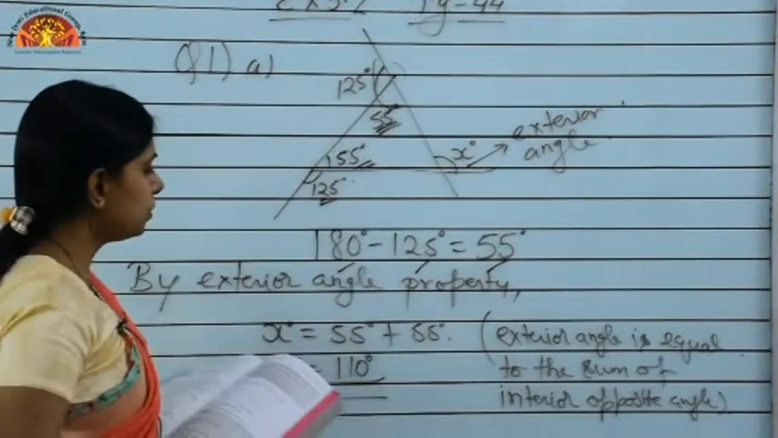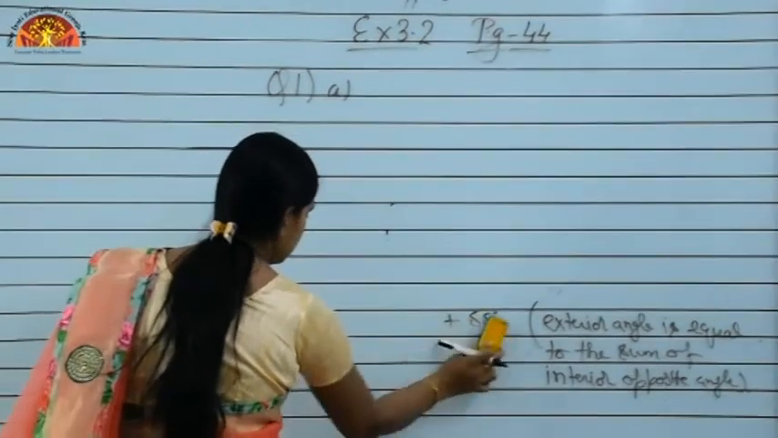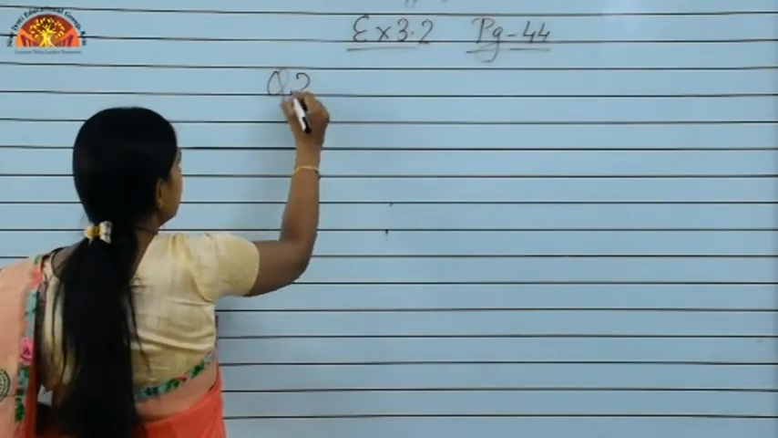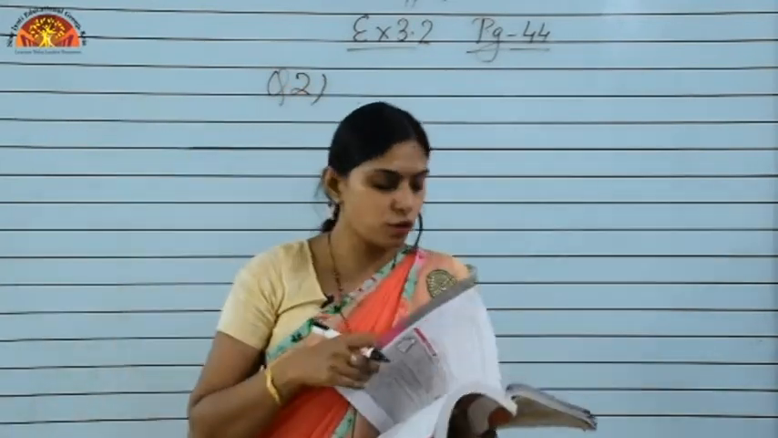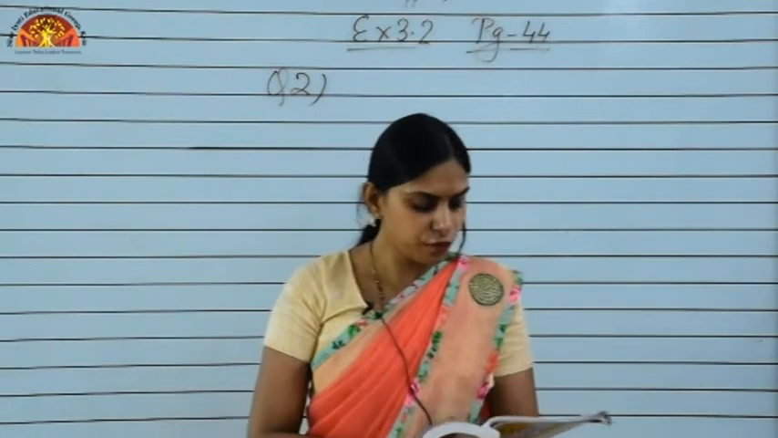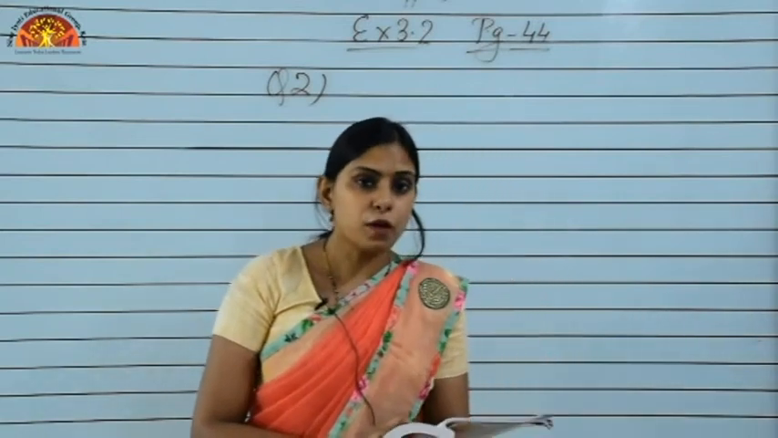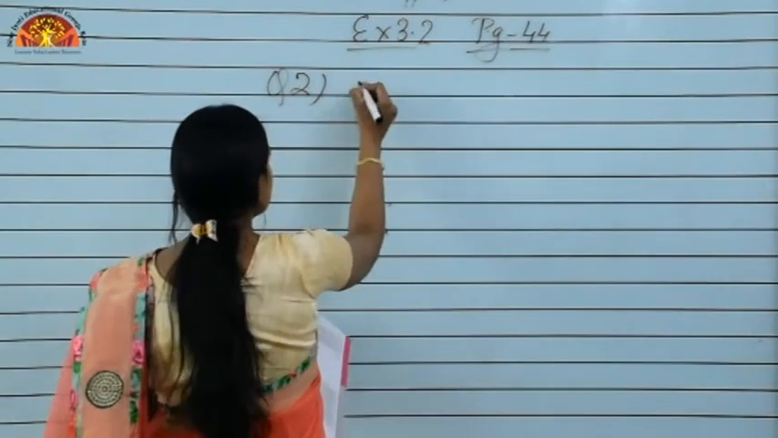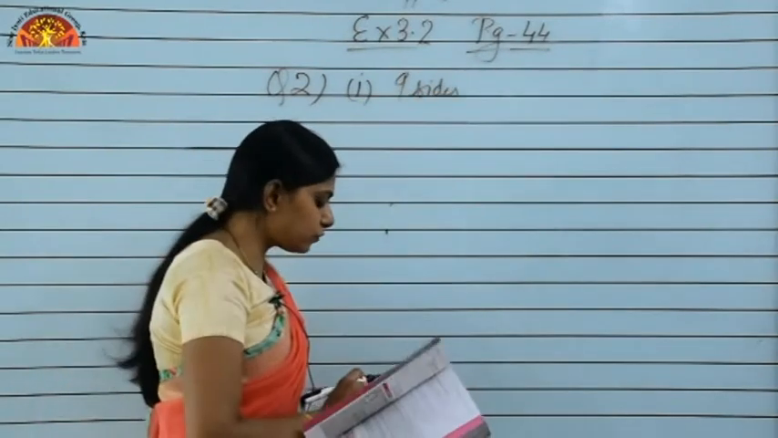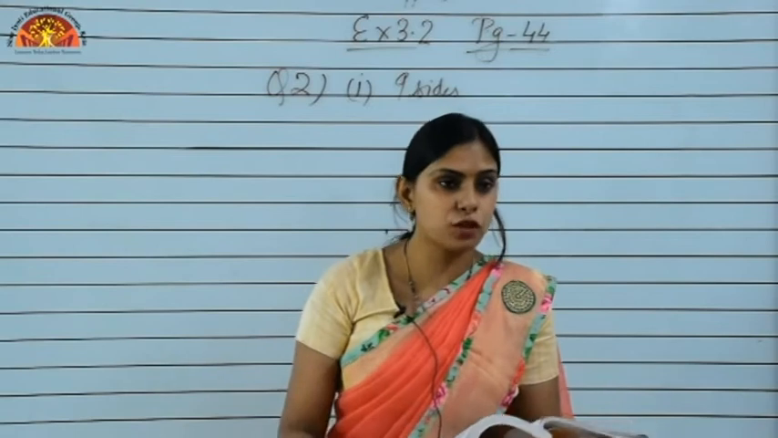Just see question number 2. Just go through it. Now we'll solve question number 2. We'll solve one part and the rest of the parts you can solve on your own. So just see the question. Question number 2: find the measure of each exterior angle of a regular polygon if the number of sides is 9. So we can just write first, it is 9 sides. And what you have to find? You have to find the measure of the exterior angle.